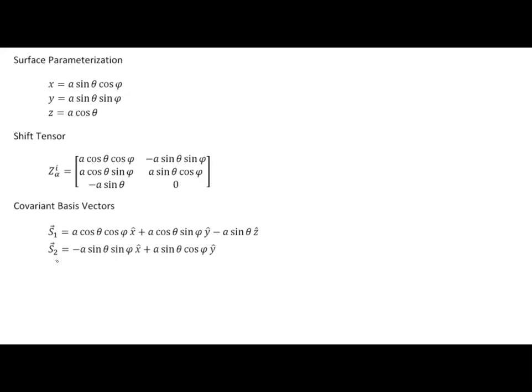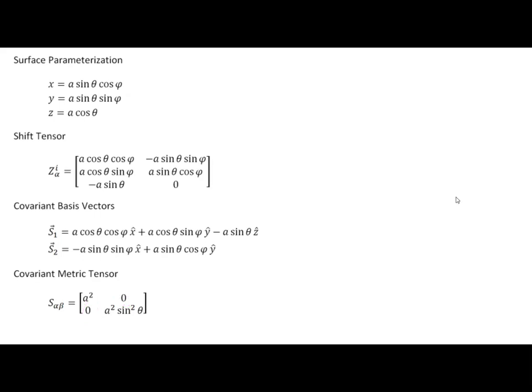All right, next thing we'll do is to derive the covariant metric tensor, and we do that just by forming the dot products with each other. So S1 dotted with itself, if you dot this with itself and simplify it, you'll get a squared. If you dot this one with itself and simplify, you'll get this. And then you'll find if you take the dot product of S1 with S2, you get the value of 0.